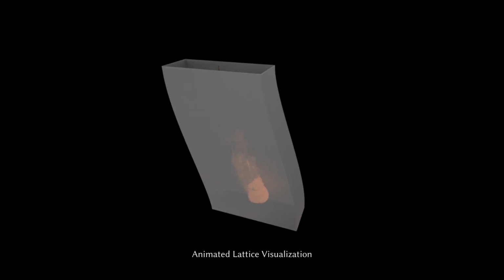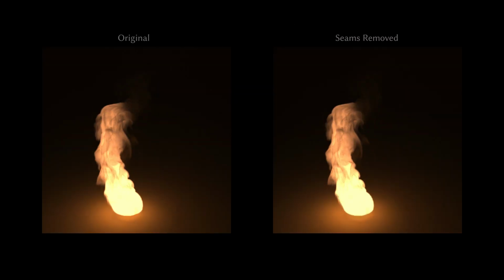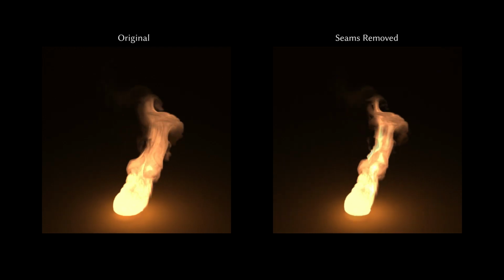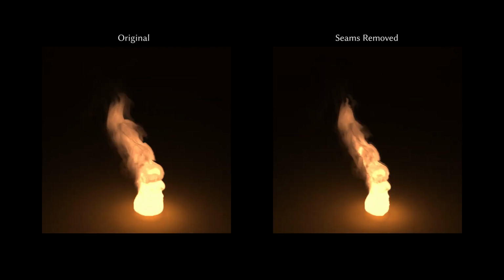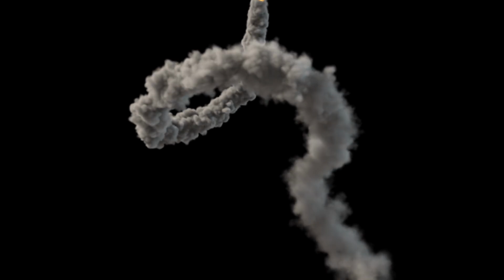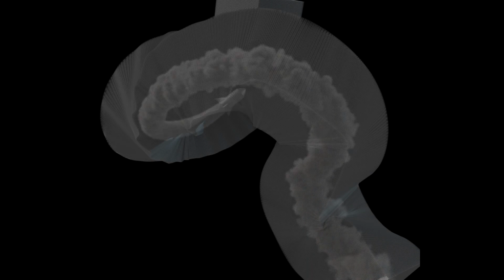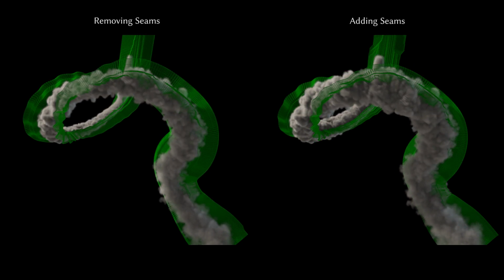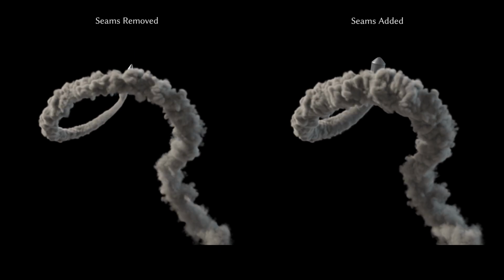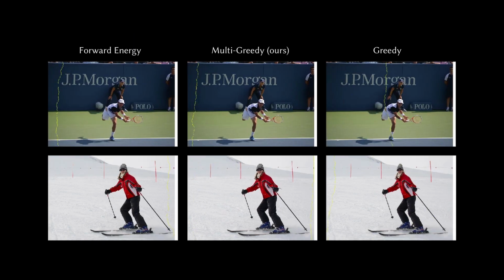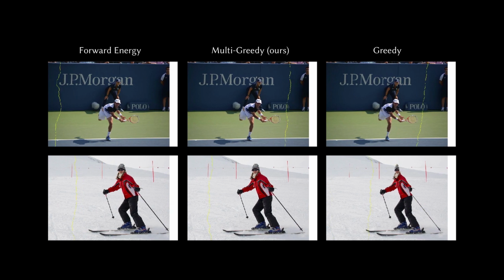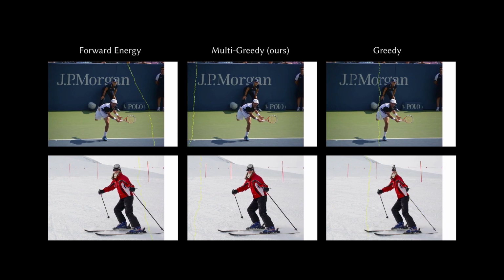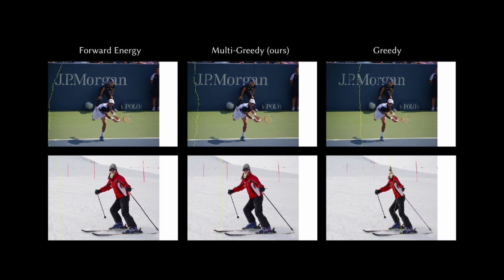Our method also supports animated lattices that track with the simulation, enabling scenarios like this wavy torch simulation. It also provides the flexibility to retarget complex paths that flow in multiple directions, such as this rocket smoke trail simulation. With our multi-greedy seam computation approach, which we describe in the paper, we maintain visual quality while computing seams in a fraction of the time of the previous method.